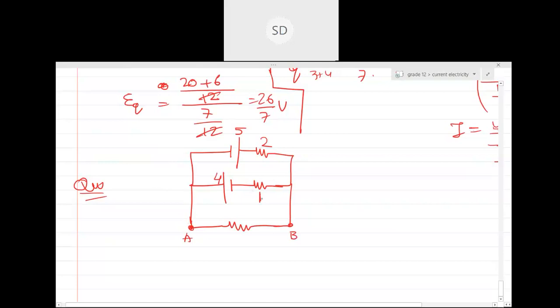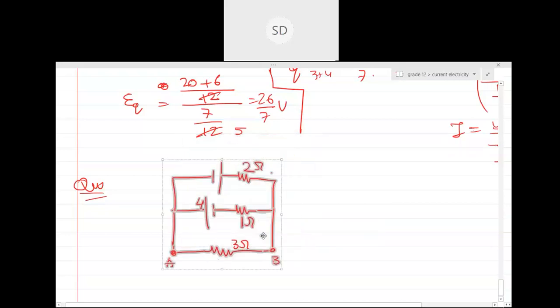This is point AB, this is 1 ohm, this is 2 ohm, this is 3 ohm. The calculation may go very bad, but I don't care, because the concept should be important over here, not this thing. This is 5 volt plus minus over here. This is 4 volt plus minus over here.